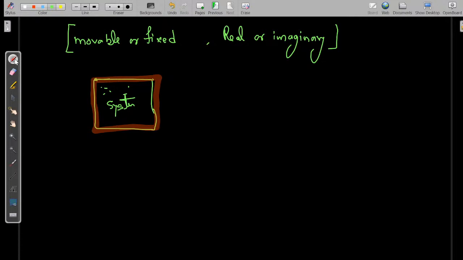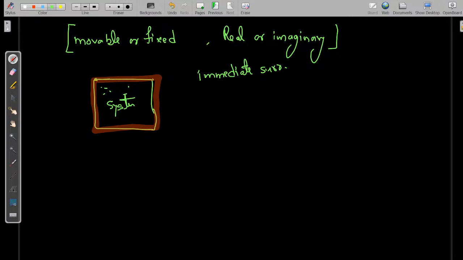Okay, one term comes, like immediate surrounding. If this is a classroom and I am talking about the immediate surrounding of this classroom, you can say the immediate surrounding is your college area. Immediate surrounding means the surrounding entities which are just nearby to that system, which is called immediate surrounding.